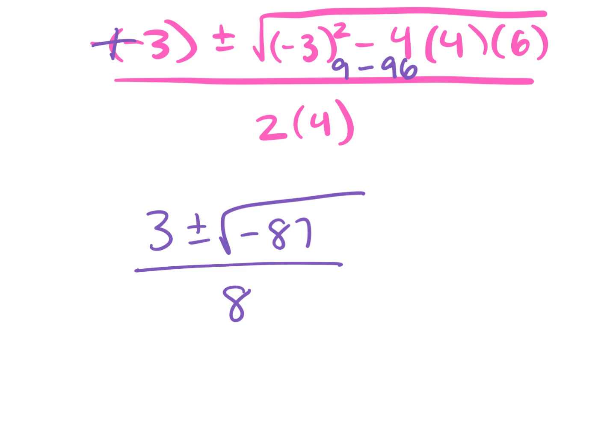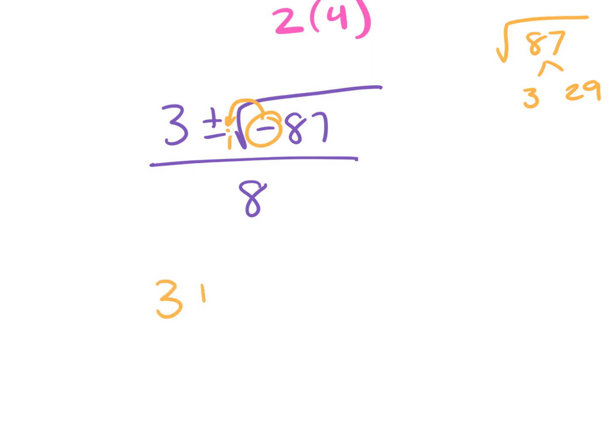What should I do next? Simplify the radical. Let's start by taking out an i and seeing if we can break it down any more. Anything go into 87? 3 goes into it. What's 8 plus 7? 15. 15 is a factor of 3. So we know that 3 goes into it. How many times? 29. Do we have any factors of 29? No. So we can't break down 87. So we have 3 plus or minus i square root 87 over 8. And we can leave our answer like this.